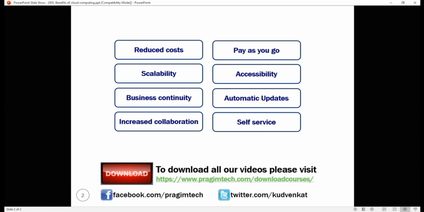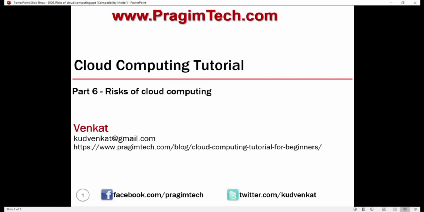With just a few simple clicks, you can very easily procure a virtual machine from the cloud and host your application. If you need more processing power, you can scale up. And if you don't need as much, you scale down. Again, with a few simple clicks. You'll see how easy it is to create VMs, containers, scale resources up and down, etc. in our upcoming videos. This is part 6 of cloud computing tutorial.